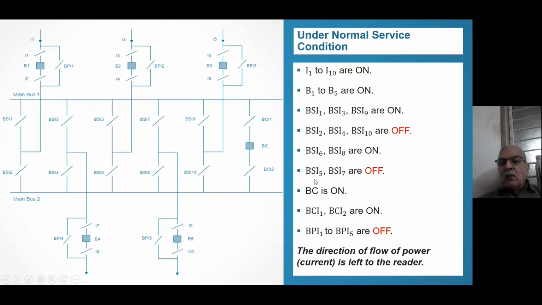Right. BC is on. Bus coupler is always on. So both the buses are live. And BCI1 and BCI2, obviously both the isolators, are also on. BPI1 to BPI5 are off. Now we are not bypassing. We are passing the current through the breaker. So bypass isolators are off. So this is how we are looking at it.